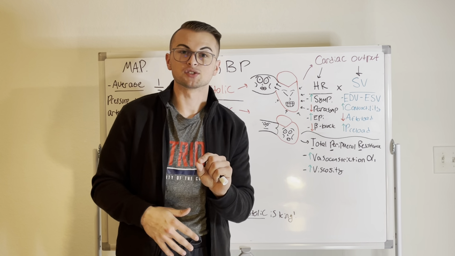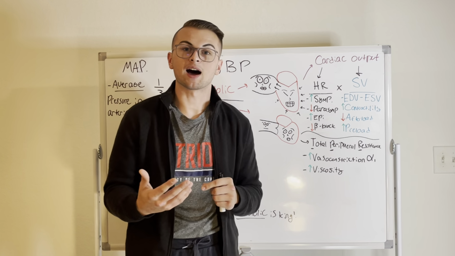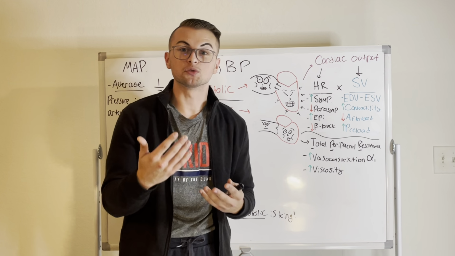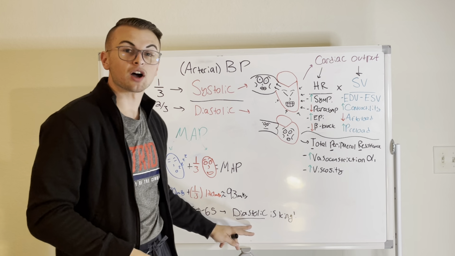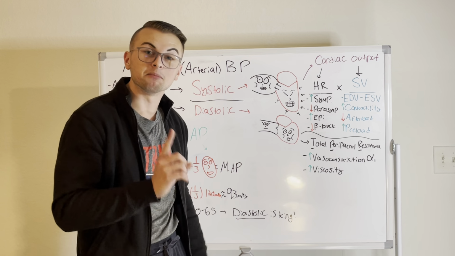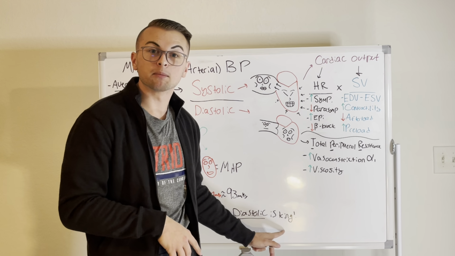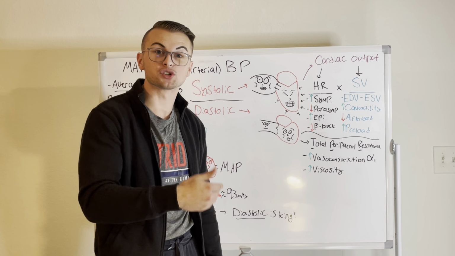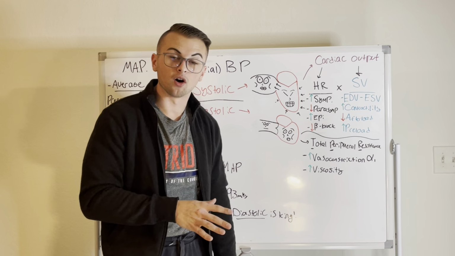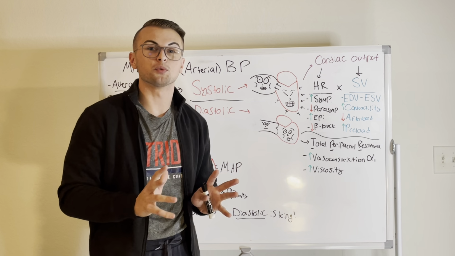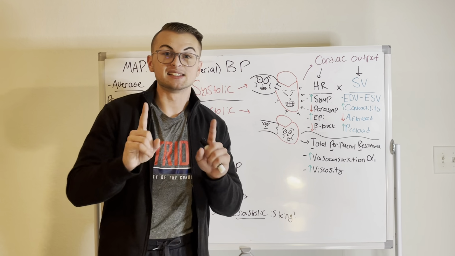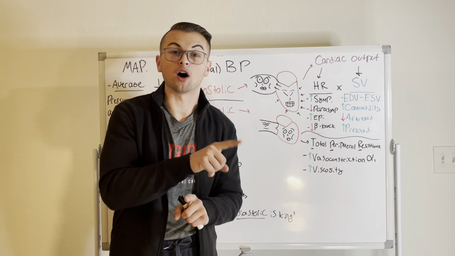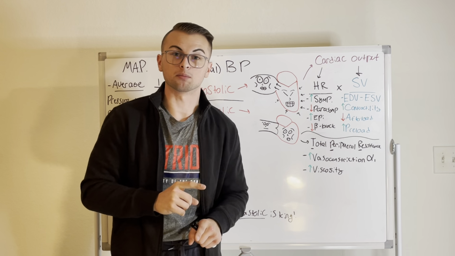But the simple answer is that most of the heart's time is spent relaxing in diastole, which means that the diastolic blood pressure is king. It means that the diastolic blood pressure has more influence on the mean arterial pressure than the systolic does. Okay, so this is super, super important. I'm going to say it again: the diastolic blood pressure has more influence on the MAP than the systolic blood pressure.